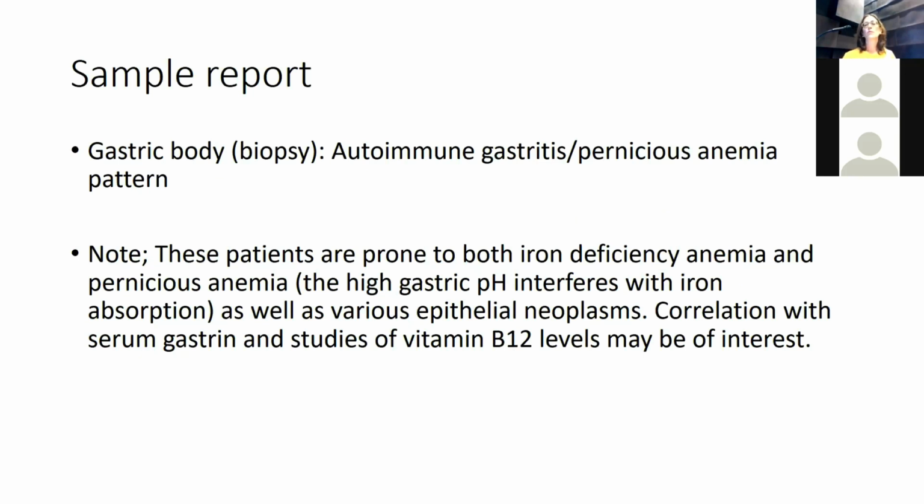Okay, so this is the kind of stuff I put out in a report. I just get the word pernicious anemia in there, and then I point out an important thing. So patients with autoimmune gastritis often present with iron deficiency anemia because they don't absorb iron because of their high gastric pH. They also, of course, are prone to neoplasms. So I point that out.